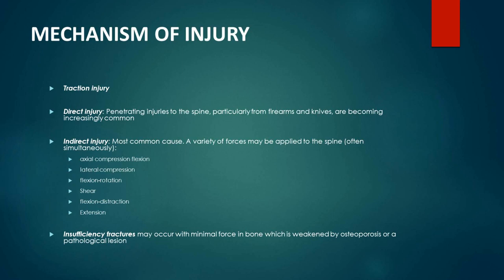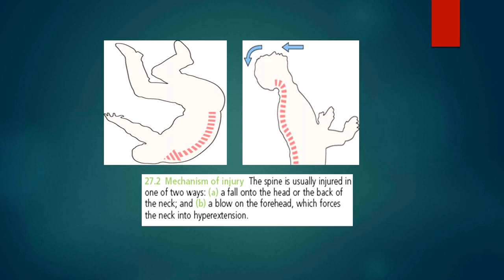Insufficiency fractures may occur with minimal forces in bones which are weakened by osteoporosis or some sort of pathological lesion. So again, understanding the mechanism of injury is important, so finding out whether they fell onto the head, did they fall, take a blow to the forehead, did they get stabbed or shot, like what is the mechanism of injury? This is why it's so important.